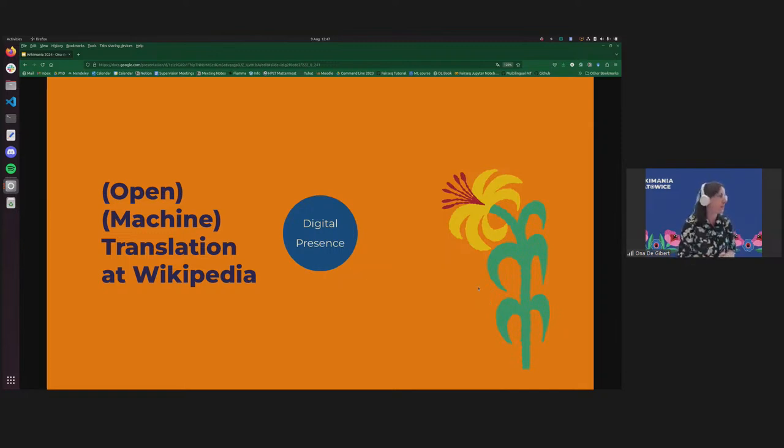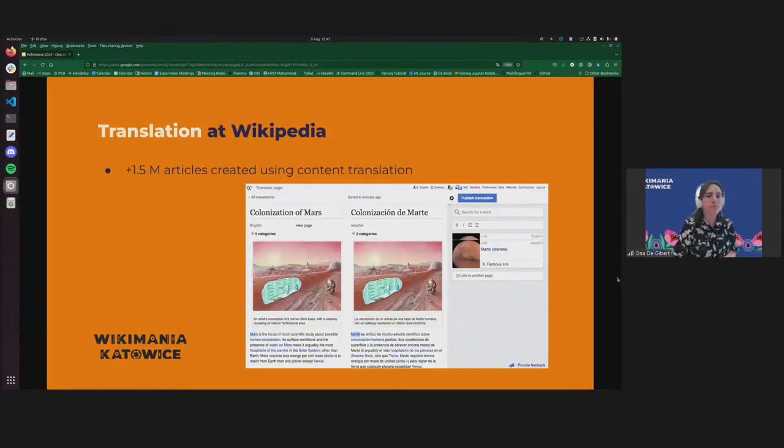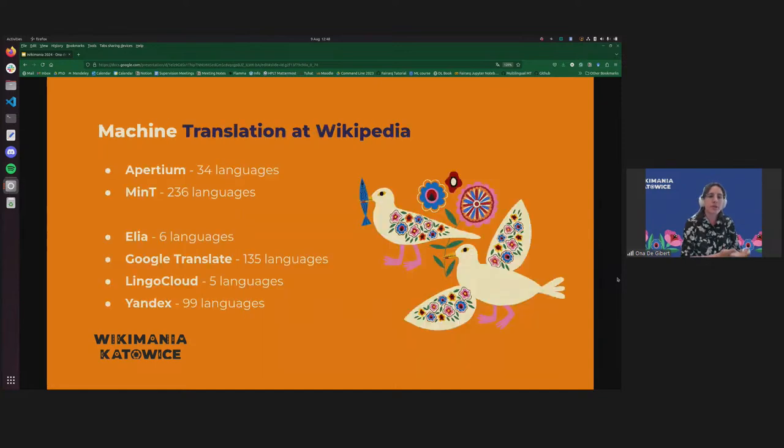So let me just give a few words about it. The translation tool at Wikipedia is a very important tool for content generation, where basically you can create an article from an already existing article in another language. And there have been over 1.5 million articles created using this tool. And also you can start from scratch, but you can use some of the machine translation services that will allow you to build this article maybe faster or maybe in an easier way.